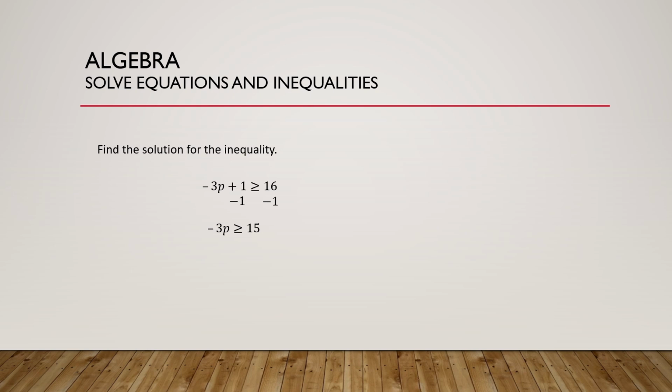Then divide both sides by negative 3. In an inequality, when you multiply or divide by a negative number, you reverse the inequality. Therefore, p is less than or equal to negative 5.